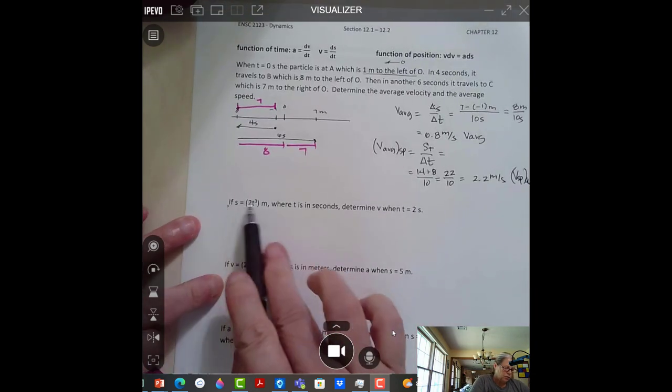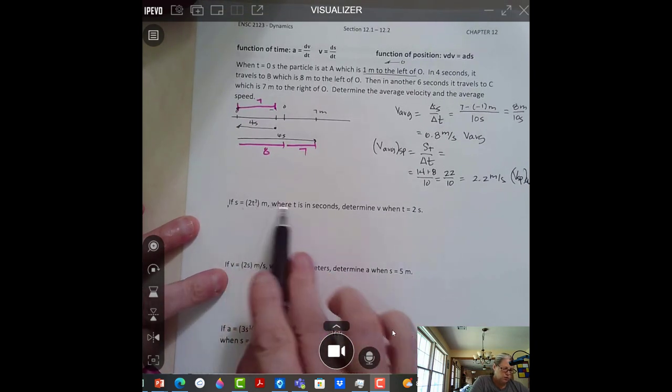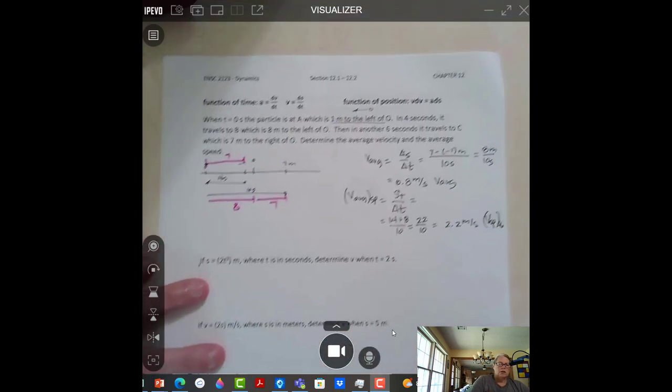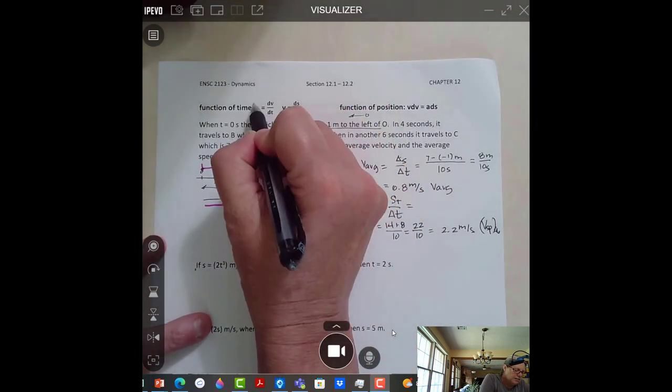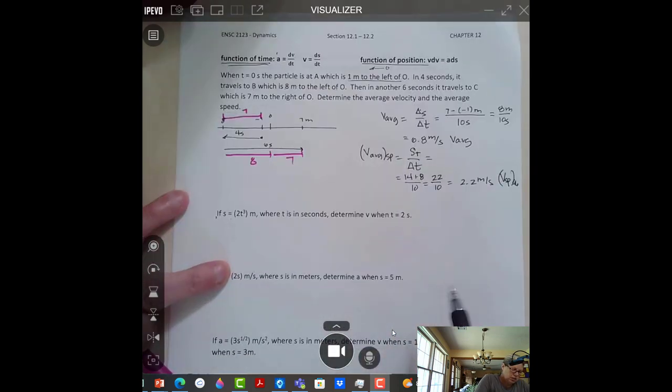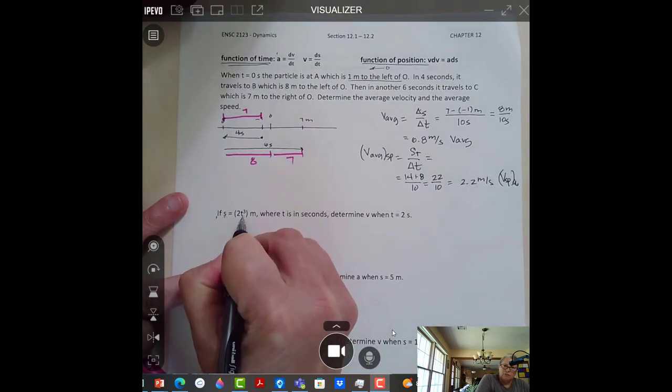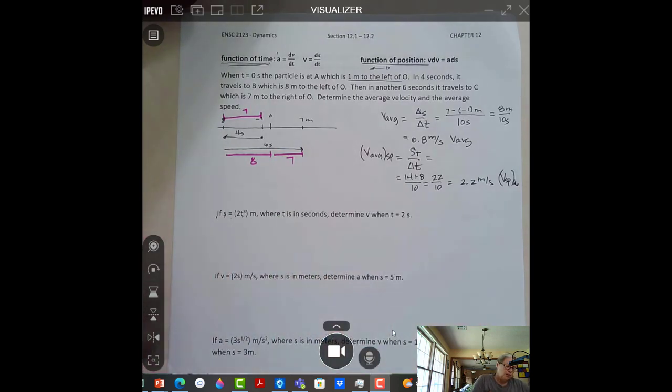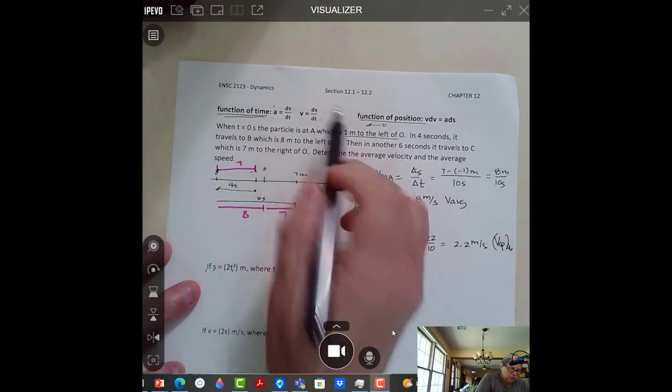If s equals 2t cubed, determine velocity. So let's start looking at our equations. These equations are a function of time. This is a function of position. s is a function of position. Determine velocity. So I'm going to be dealing with this.